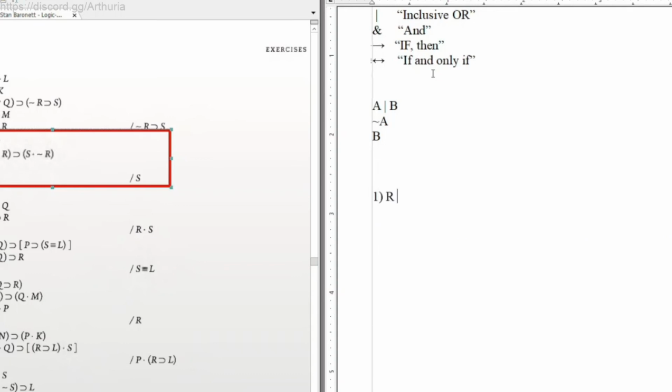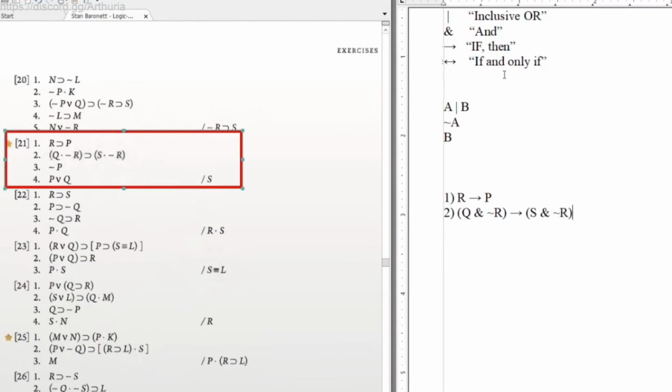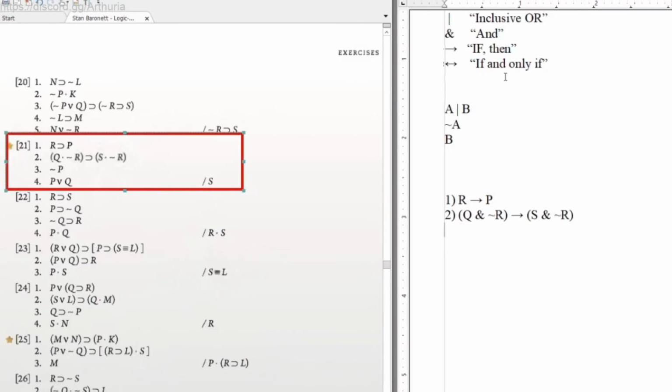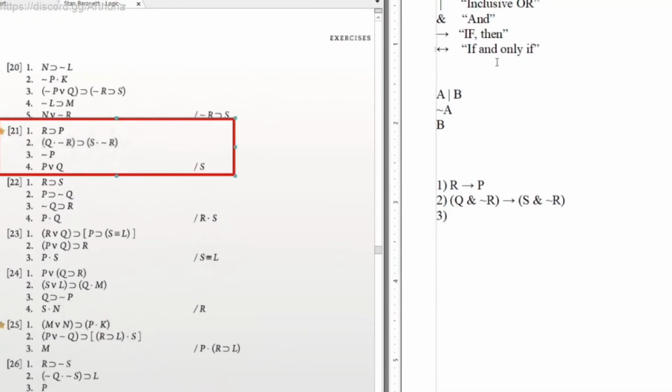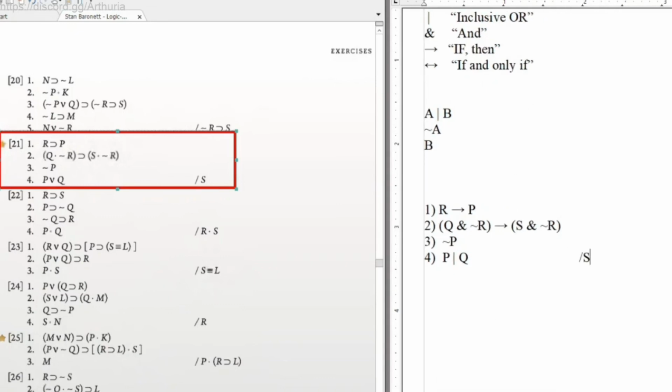So let's do it. 1: If R, then P is true. 2: Not R, then S and not R. That's a weird statement. 3: Not P. 4: P or Q. We're trying to get S. Yeah, this will make your head burn.